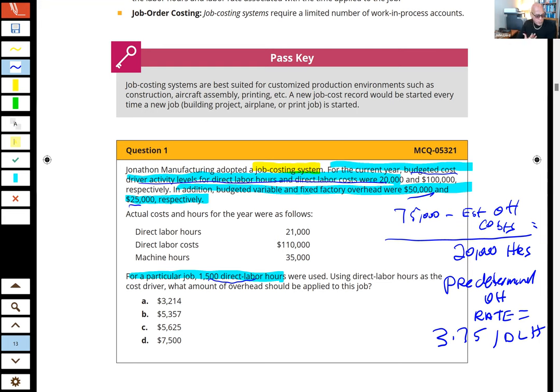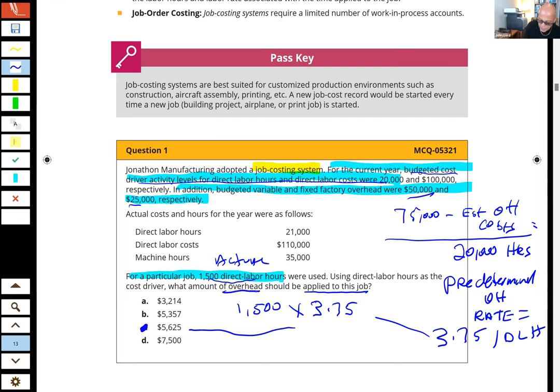Now, if I want to apply that to this job, they want us to figure out how much should be applied to this job that they're asking me about. Well, since it used 1500 hours, and these are the actual hours, I will take that predetermined overhead rate of $3.75 and apply it to this job. They give me the job number here, but I'll apply it. And when I do that, I get this 5625. That's how I apply the overhead to the job.